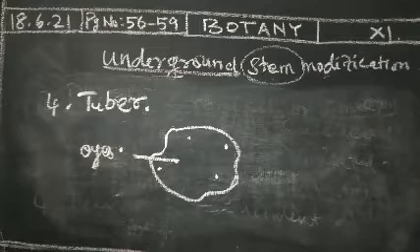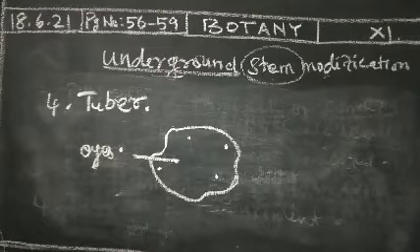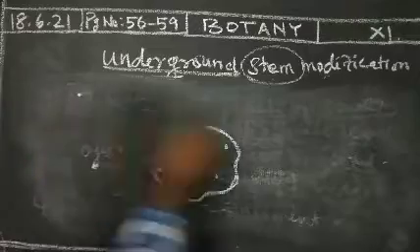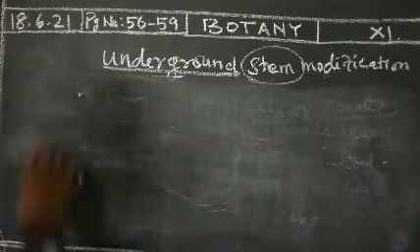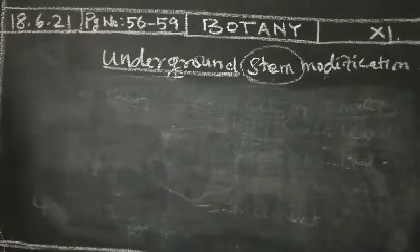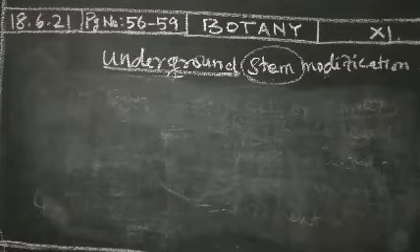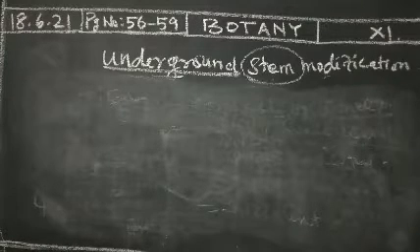Okay, these are the four categories of underground stem modification. Next we pass on to stem branching. In an underground modification there are four types. First one is bulb, second one is corm, third one is rhizome, like Zingiber officinale, then the fourth one is tuber.